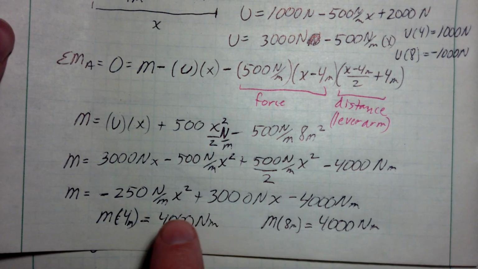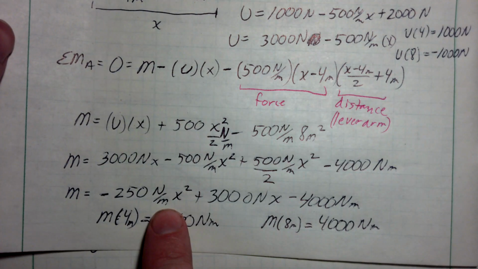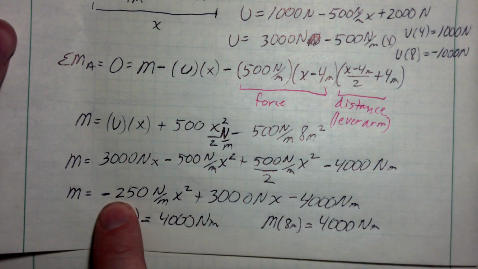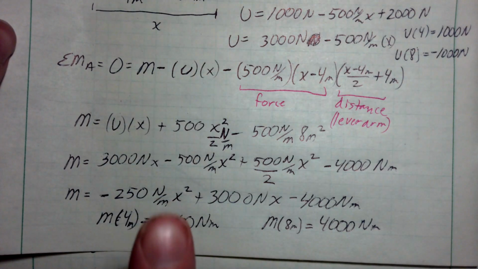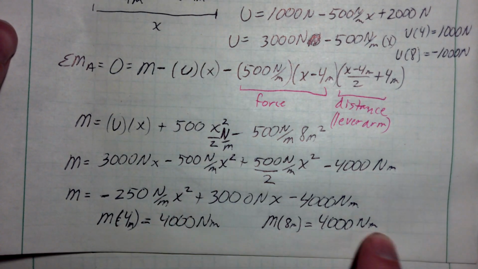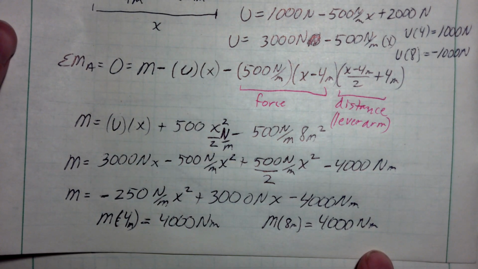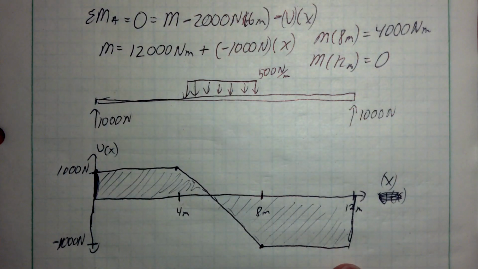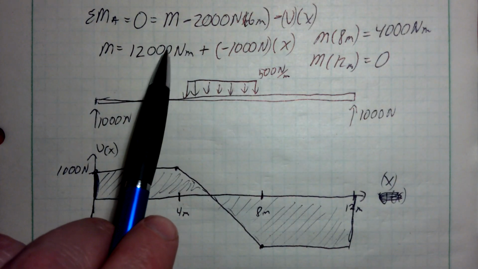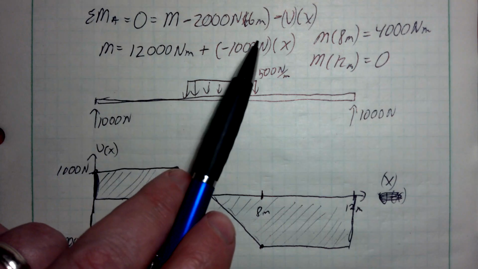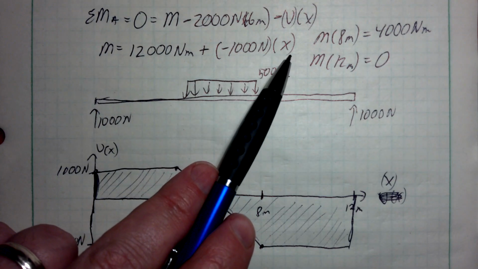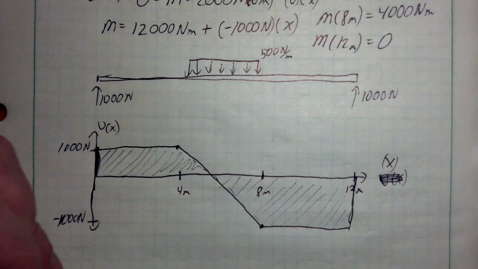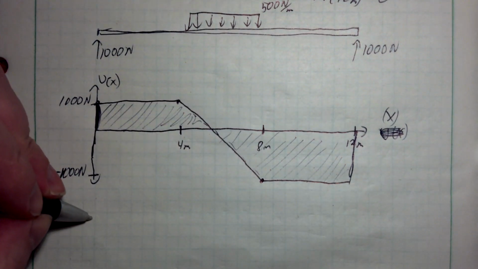I get that. This was not easy. It wasn't too hard, but it wasn't easy either. This is our expression. Second order polynomial, negative concavity, endpoints positive 4,000 Newton meters at both x equals 4 and x equals 8. And then if you look at your third equation, it's right here: 12,000 minus 1,000x. You start at positive 4,000 and go down to 0. So we are going to go on our moment diagram.